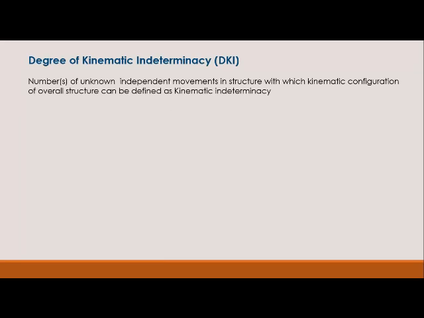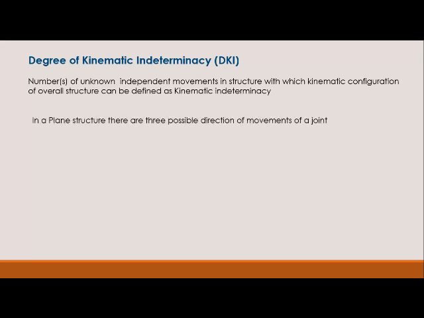Degree of kinematic indeterminacy, DKI. What is that? The number of unknown independent movements in the structure with which the kinematic configuration of the overall structure can be defined is known as kinematic indeterminacy. So how many independent movements, and a key point must be added: possible independent movements. It should be possible, meaning we are not considering any external load here, but whatever the load may be, what are the possible independent movements. Why independent movement? Because if one movement is equal to another movement or displacement, we should not consider it as another degree of freedom separately. If it is separate from the others, then only do we consider it in the kinematic indeterminacy calculation.